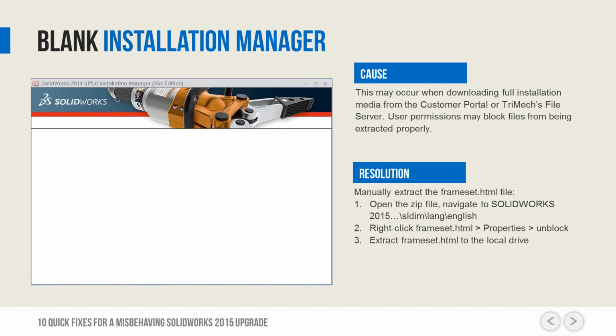You can right-click on it, choose properties, and then just make sure that you unblock the file. After unblocking the file, extract just that single file to the local drive and include it with the rest of the unzipped files and run the installation manager again. Everything from there should behave properly.